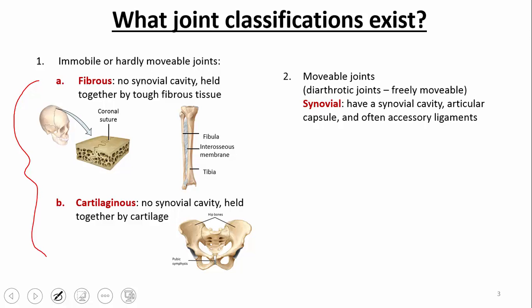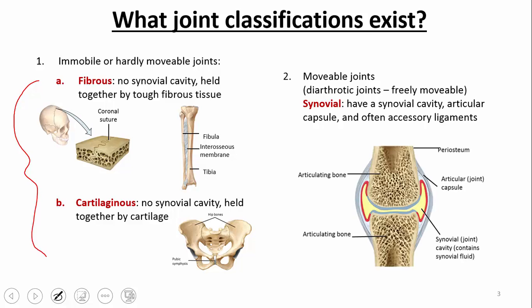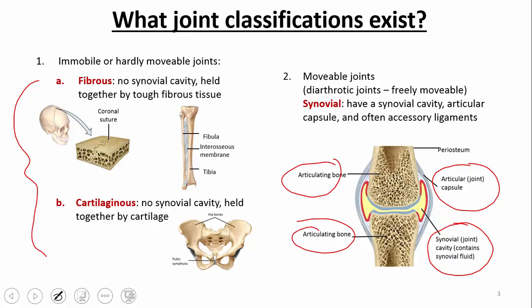The second type of joint is a movable joint. These joints have a synovial cavity, and they have a lot of accessory ligaments and structures that we'll talk about. An example of this is found in the knee. You can see that here's our synovial cavity. It has something called synovial fluid. You'll see that we have a joint capsule, and we have two articulating bones leading into that capsule area.